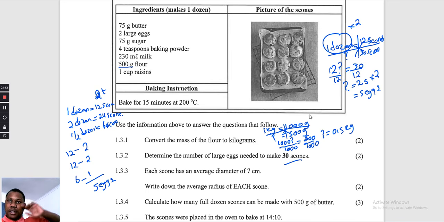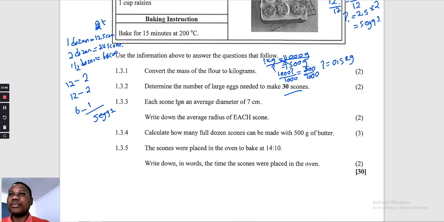Then let's proceed. Each scone has an average diameter of 7 centimeters. Write the average radius of each scone. So how do we calculate a radius? Radius is equal to diameter divided by 2. Our diameter is 7 centimeters, then we divide this by 2, which gives us 3,5 centimeters.